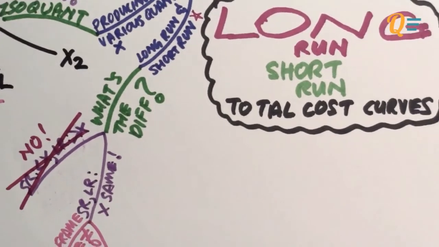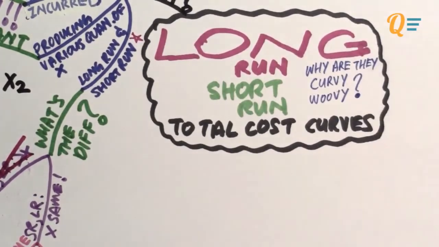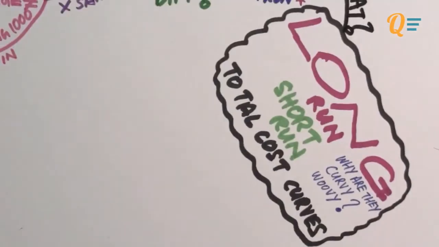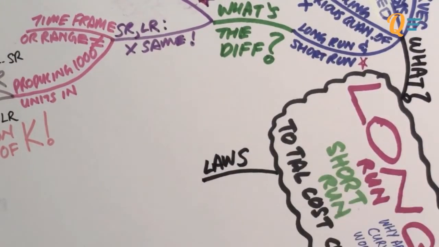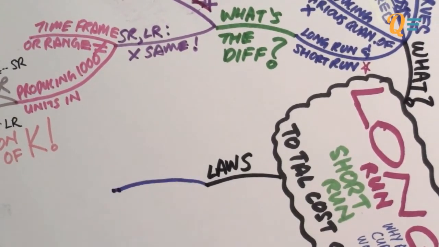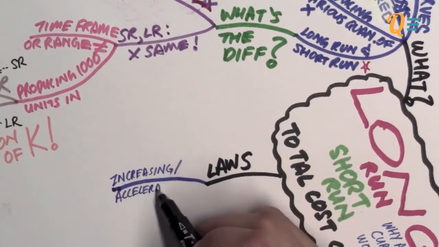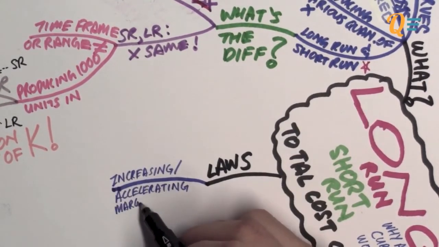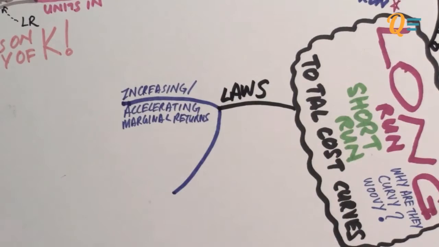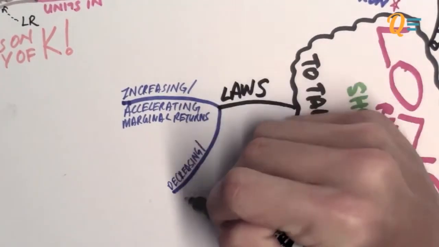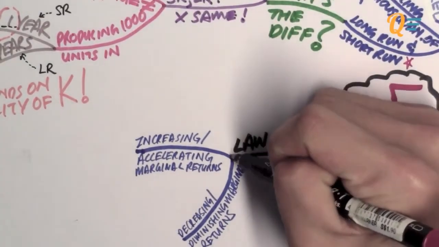Now, the next question that you might be asking yourselves is, why are the total cost curves so curvy-woovy? Well, that's because the behavior of these cost curves is subjected to certain laws. There are typically two types of laws that the cost curves have to follow. The first is the law of increasing or accelerating marginal returns, and the second is the law of decreasing or diminishing marginal returns.